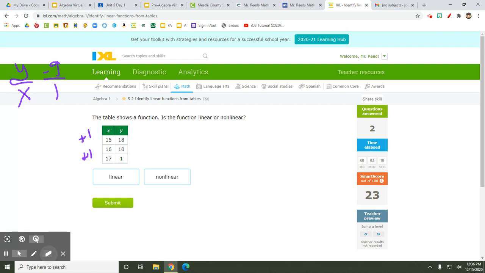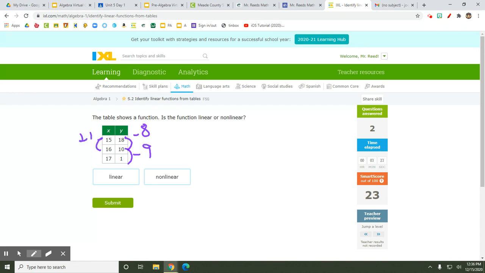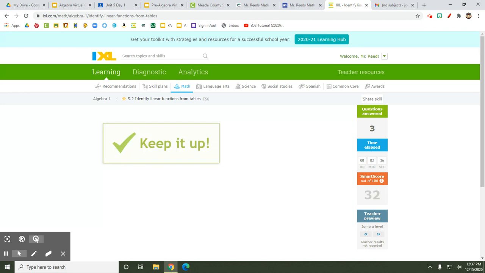Awesome. So linear, nonlinear. Again, let's look at how these things change. 18 to 10, down 8. 10 to 1, whoa, down 9. 15 to 16, up 1. 16 to 17, up 1. These are different. When those are different, we don't have a consistent rate of change. So this one would be nonlinear.